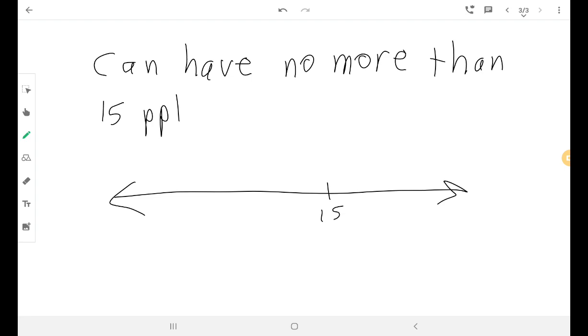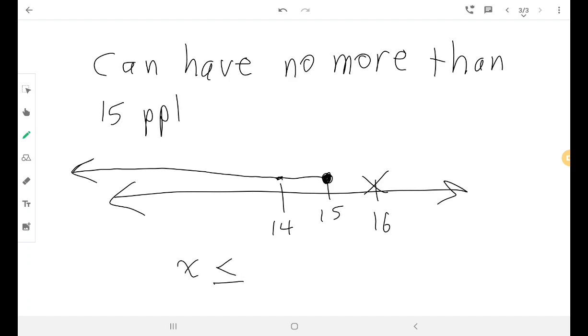Mark 15. No more than 15. Can you have 15? Yes. Can you have 14? Can you have 16? No more than 15 means you can't have 16, but you could have 14. So you're going that way. So you're less than or equal to, because you filled in the circle there, 15 people.